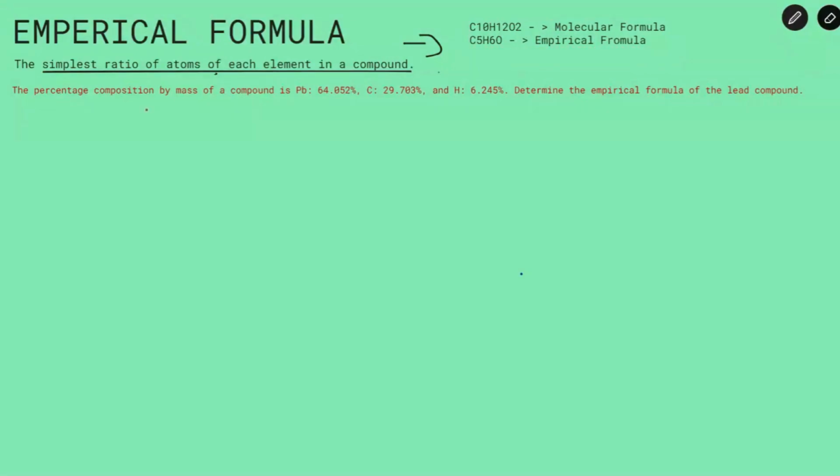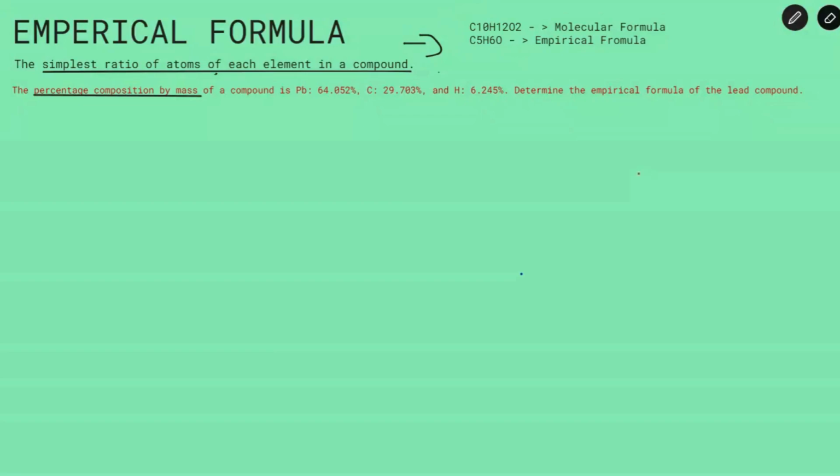So, now we have a problem here. The percent composition by mass of a compound is as follows. Determine the empirical formula of this lead compound. Keep in mind that it says the percent composition by mass of this compound is this.